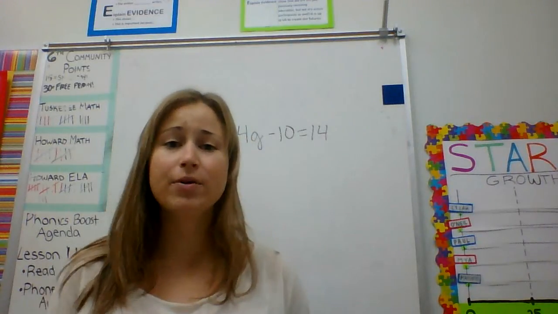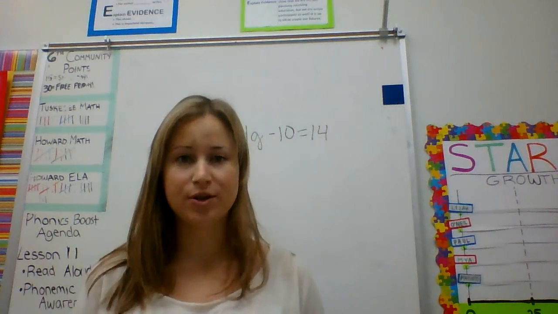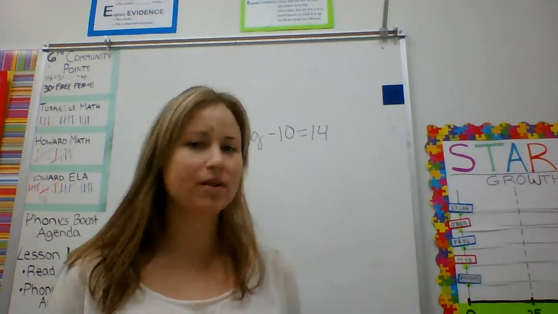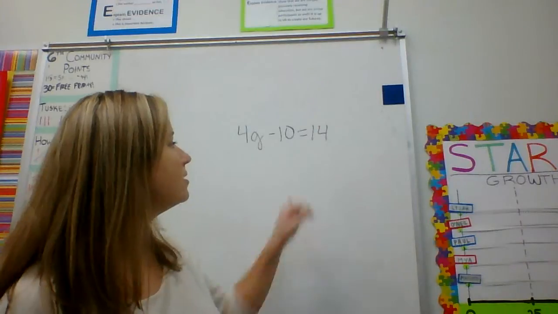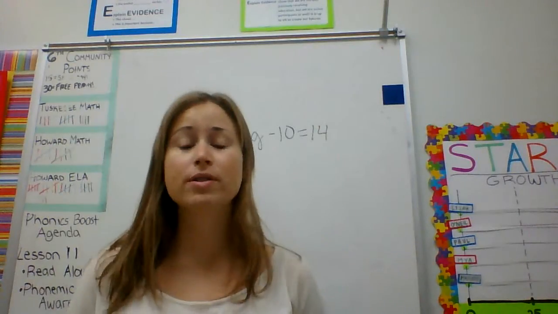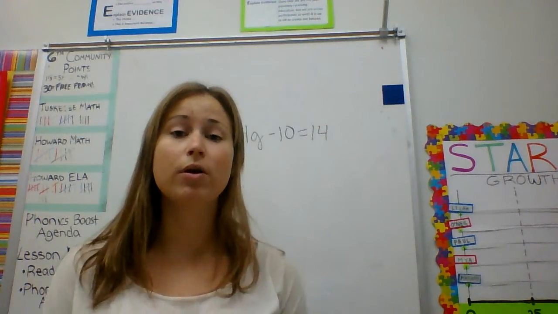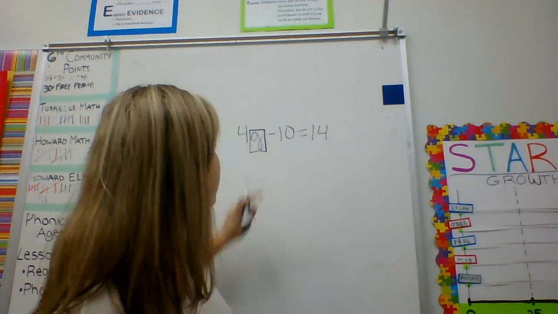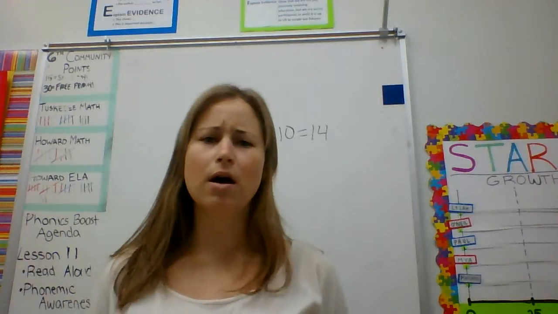All right, 7th grade. Today we're going to review solving two-step equations. Let's take a look at example 1 on the board, also on your worksheet. 4g minus 10 is equal to 14. Now the goal when we're solving equations is to get our variable by itself. So my variable is g, and I want to get it on its own.